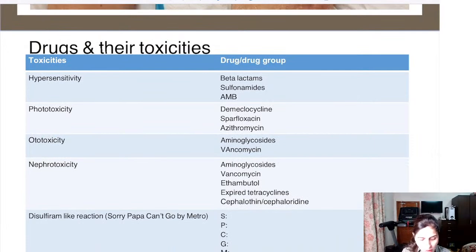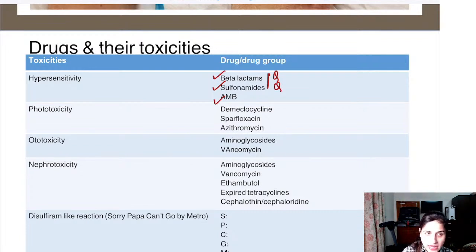Okay. So hypersensitivity is the most important side effect seen with your beta-lactams, sulfonamides, amphotericin. Especially these two have been asked before. Sulfonamides, any sulfur-containing drug has a tendency to cause a hypersensitivity reaction. So sulfonamides, beta-lactams, high chances of hypersensitivity. And you know the beta-lactams can cause any type of hypersensitivity reactions. And there is a cross-sensitivity between the beta-lactams.